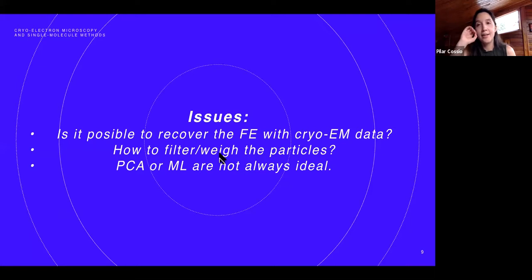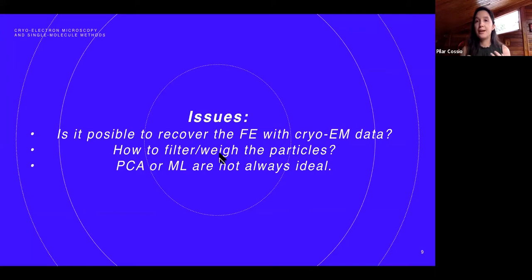And there are several issues and questions that remain to be answered. So the first one is: is it possible to recover really the free energy from Cryo-EM data? So instead of having 3D conformations, you have 2D projection images, and you have a very low signal to noise ratio. So under what Cryo-EM conditions can we really recover an underlying free energy profile?